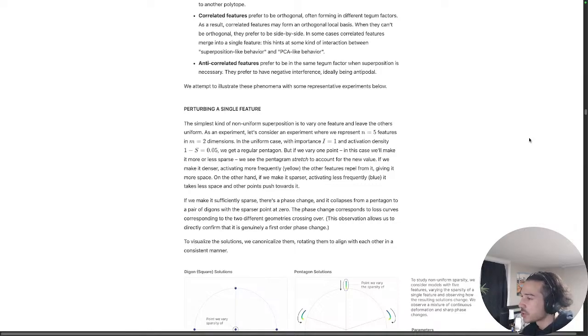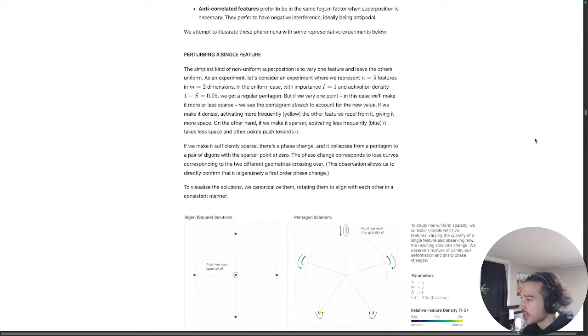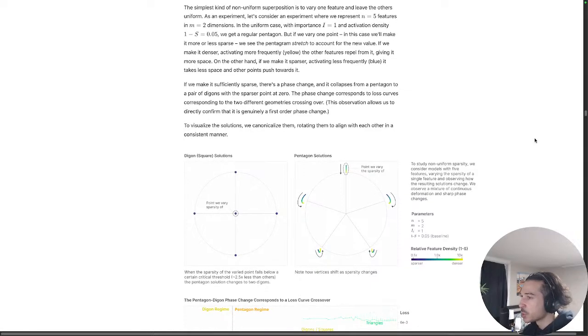We see the pentagram stretch to account for the new value. If we make it denser, activating more frequently, yellow, the other features repel from it, giving it more space. On the other hand, if we make it sparser, activating less frequently, blue, it takes less space and other points push toward it. If we make it sufficiently sparse, there's a phase change, and it collapses from a pentagon to a pair of digons with the sparser point at 0.